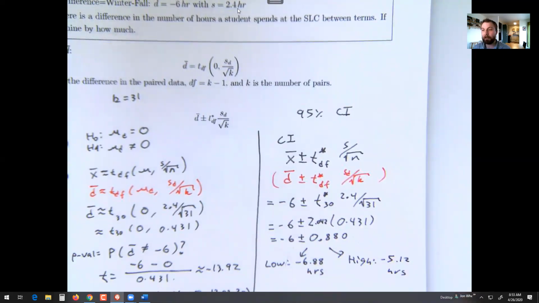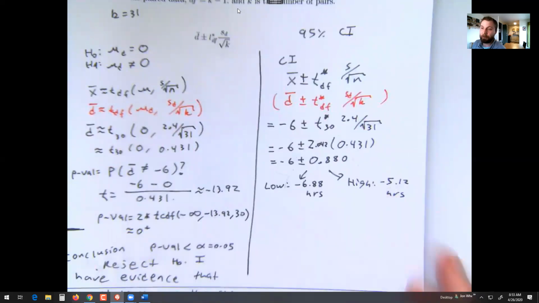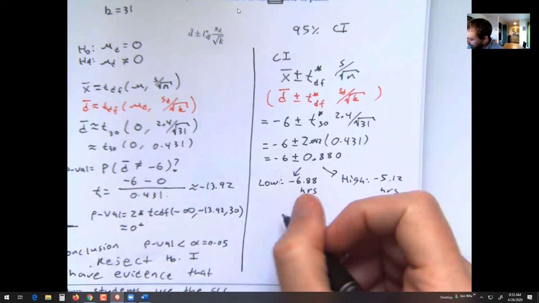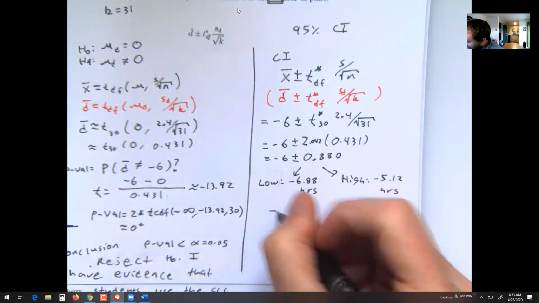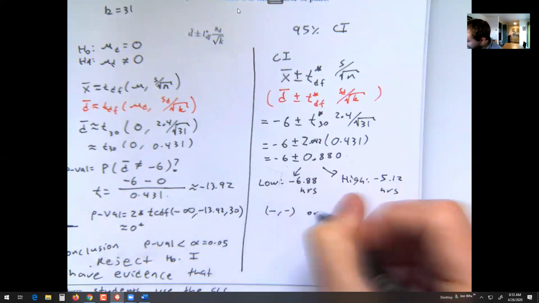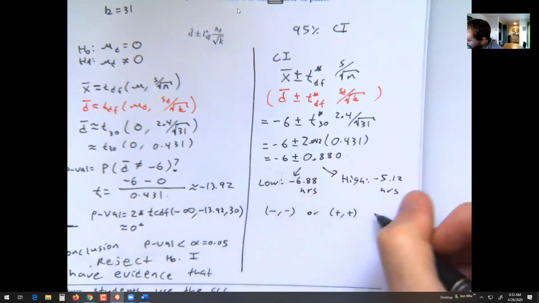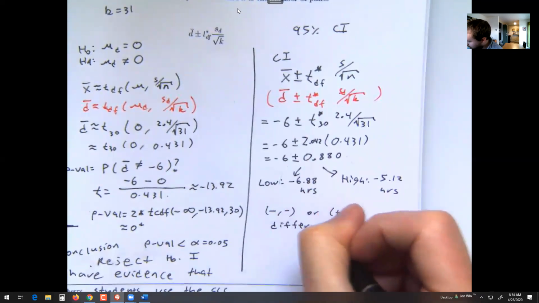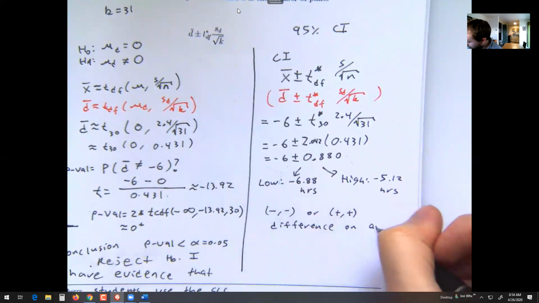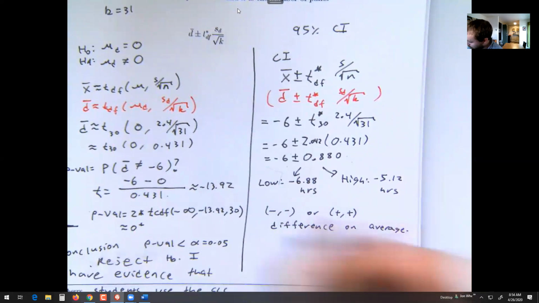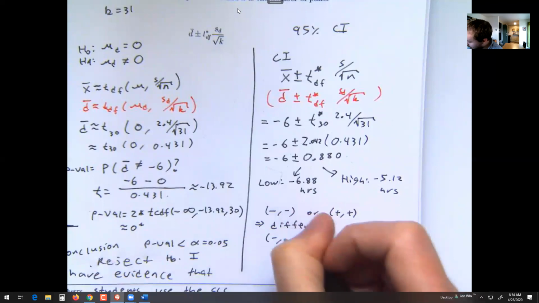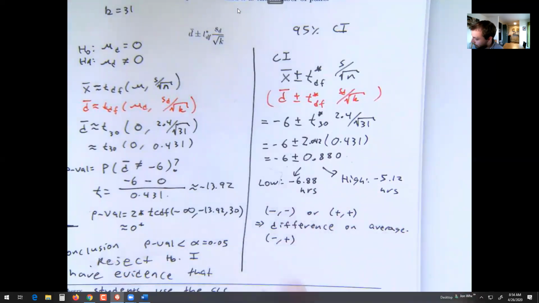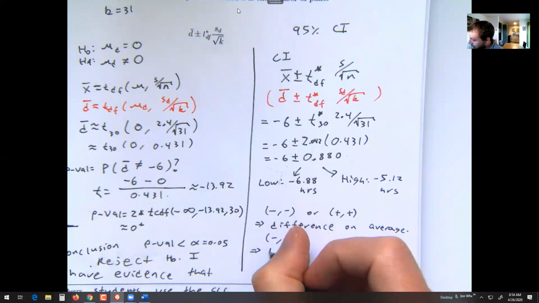Now, obviously, you can't study a negative number of hours. It's not like you're so bad at studying that you distract your neighbors from studying. That's not what this means. This is the difference between the two groups. In particular, if I have a negative negative or a positive positive, this tells me that there is a difference on average. If I had a negative positive situation where I had 0 inside of my interval, this would give me inconclusive results.